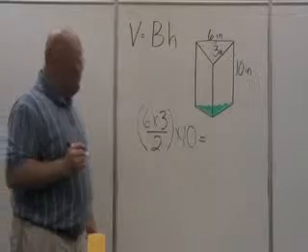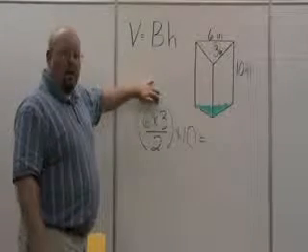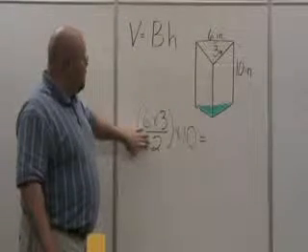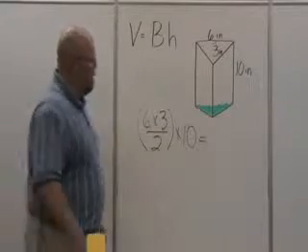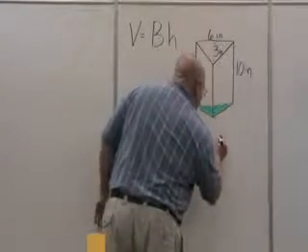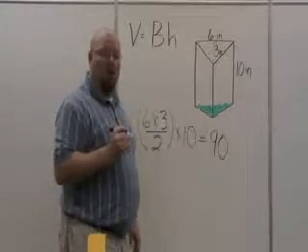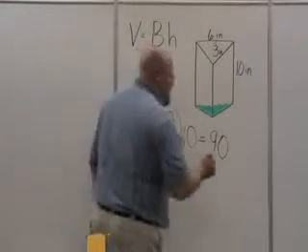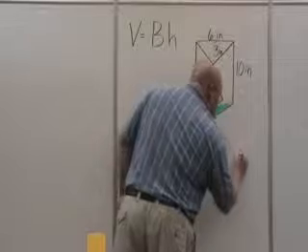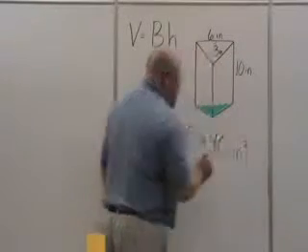Now we go ahead and do our calculations. 6 times 3 is 18. 18 divided by 2 is 9. And 9 times 10 is going to be 90. Now we have to remember that we're talking about volume, so once again we are going to have this in cubes. So we have inches cubed.